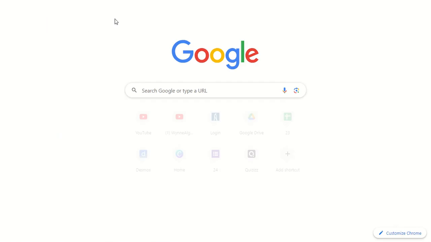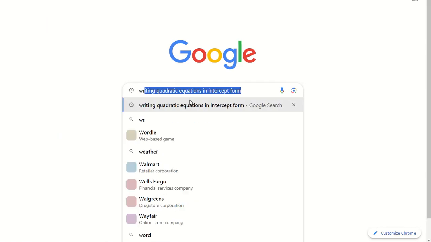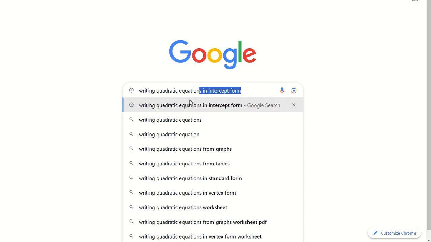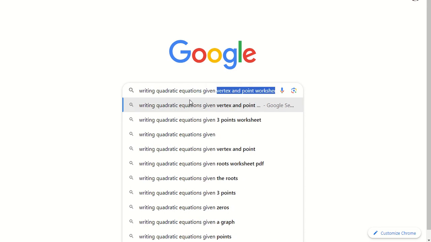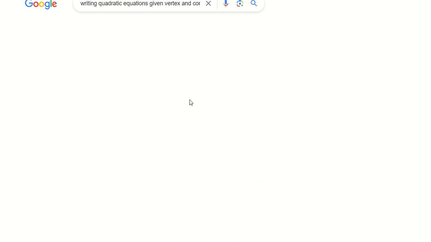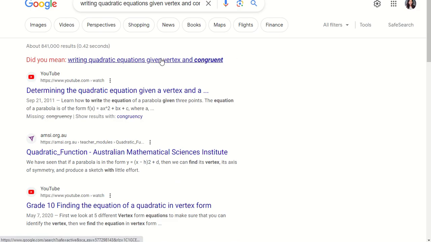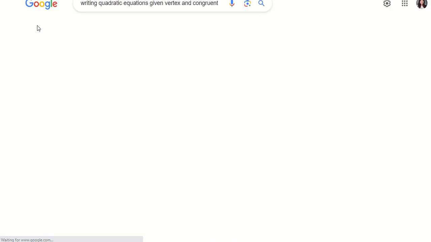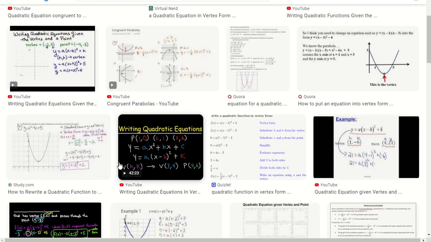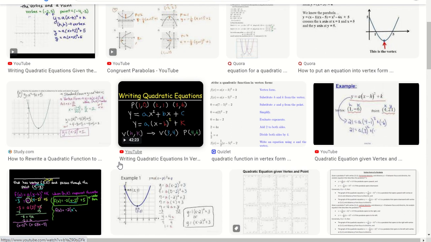Let's see. Writing quadratic equations given vertex and congruency. And then go to images, and then you can find examples here, I'm assuming. You also have them in your notes, just so you know. Pretty much the congruency is just to tell you what the a value is that you're using.